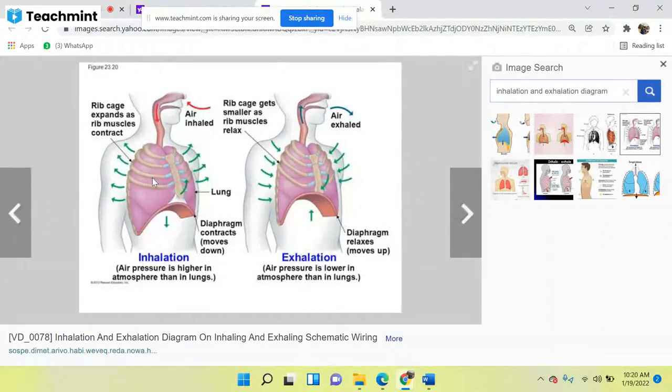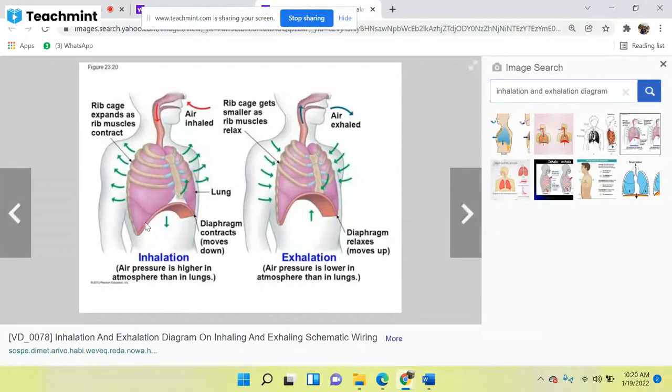Okay, so what happens during inhalation and exhalation: the movement of the diaphragm takes place, and the expansion and contraction of these ribs take place. Due to this expansion and contraction of the ribs and the contraction and relaxation of the diaphragm muscles, exhalation and inhalation take place. By seeing both of these pictures, you can completely understand how inhalation and exhalation take place.